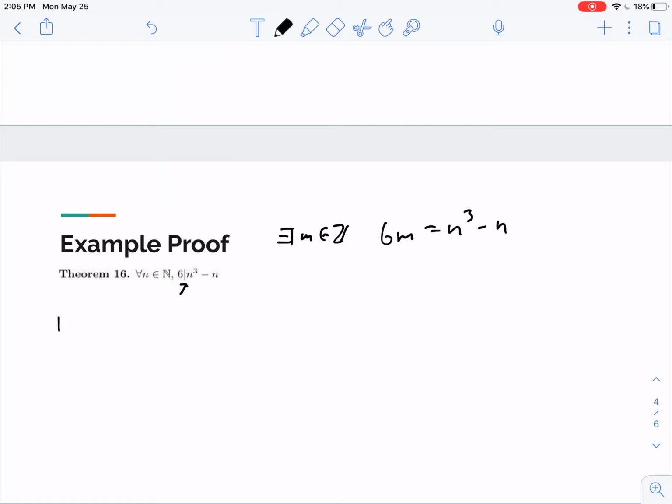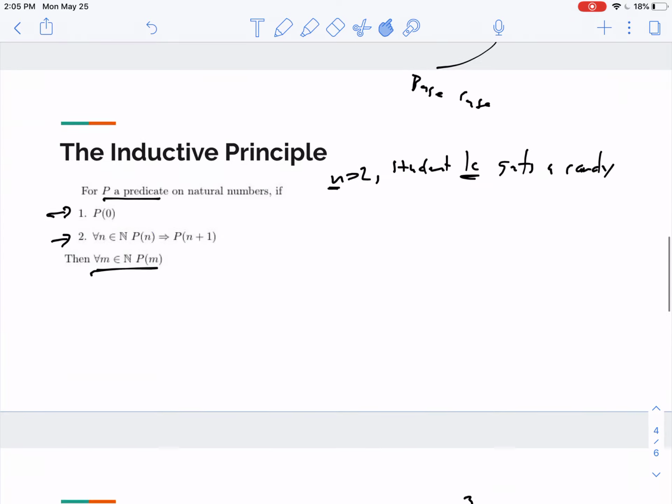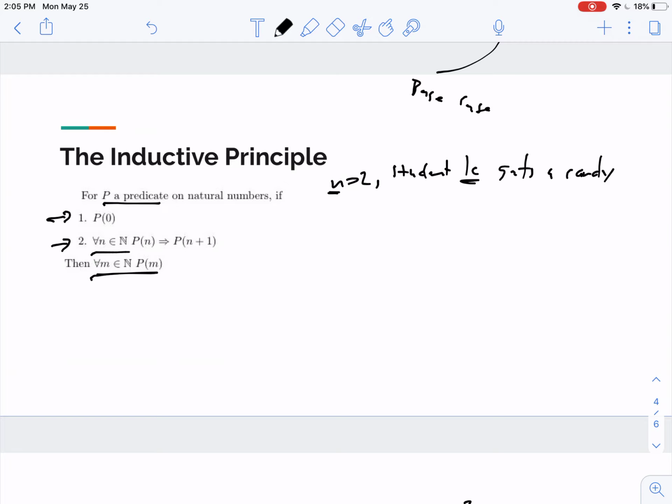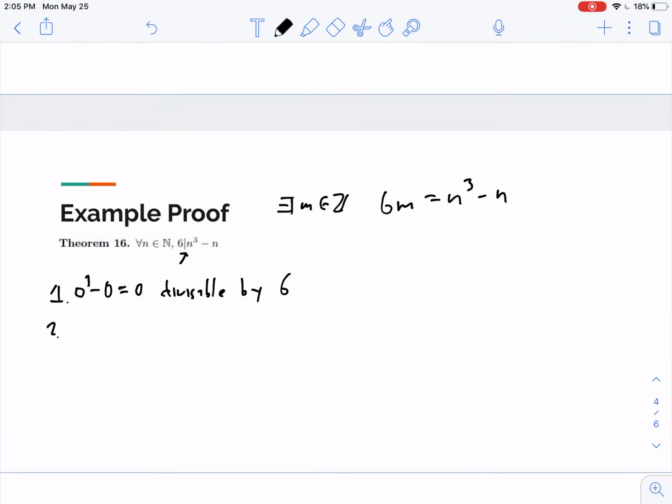So first, remember the first thing that we have to prove is P of 0, right? So we have to prove the statement is true for 0. Well, we see 0 cubed minus 0 is just 0, which is divisible by 6. So now we've done the base case for the inductive proof, and now we have to do the inductive step, right? So for the inductive step, we must prove for any natural number, P of that natural number implies P of that natural number plus 1. Okay, so how do we do this?